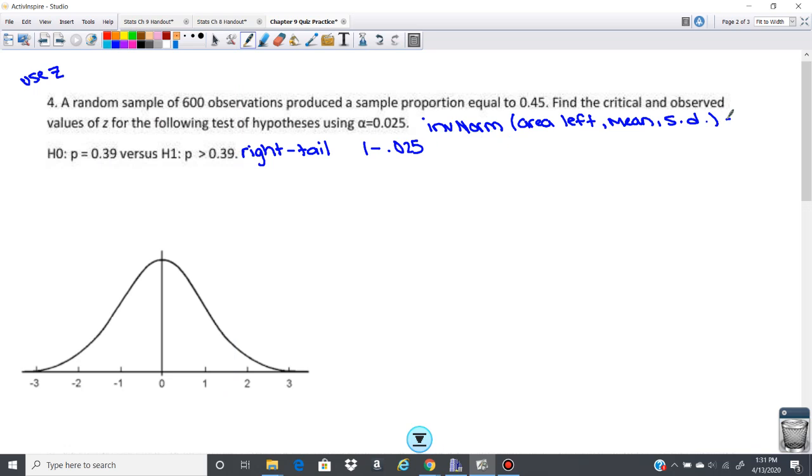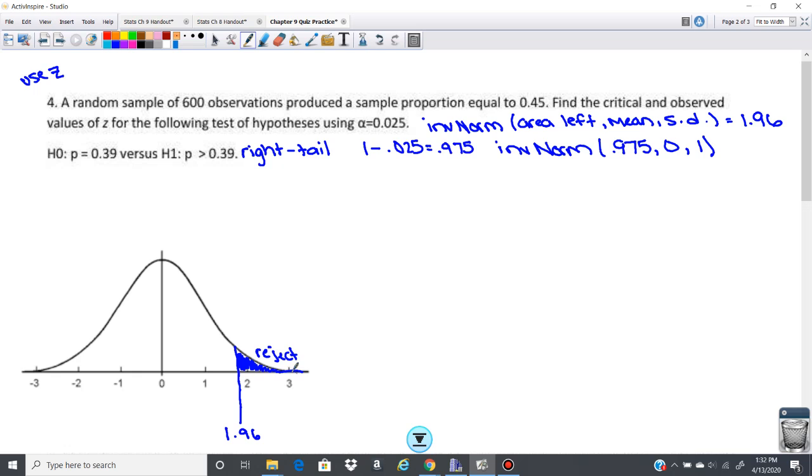So this will be 1.96, roughly right here. That is our critical value, which means that a test statistic that is greater than 1.96 will be in the rejection region. So this was inverse norm, 0.975, 0, and 1. That's our rejection region here.